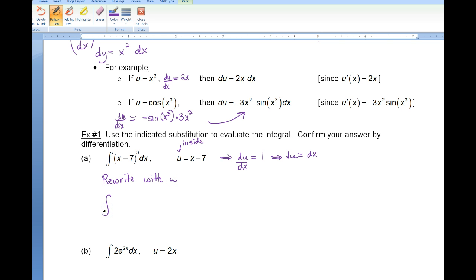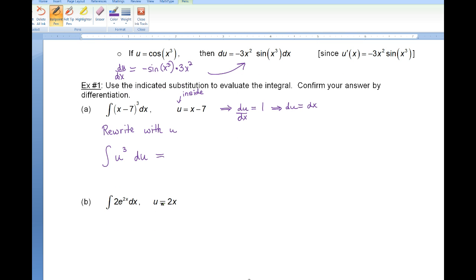Okay, so I had the integral. Now, instead of x minus 7, I'm going to replace x minus 7 with a u. So I have u to the third, and since dx is equal to du, I'm going to replace it with a du. Now, why is that important? Well, we can't have these as different variables. If I have one variable here in the integrand, I have to have that same variable at the end.